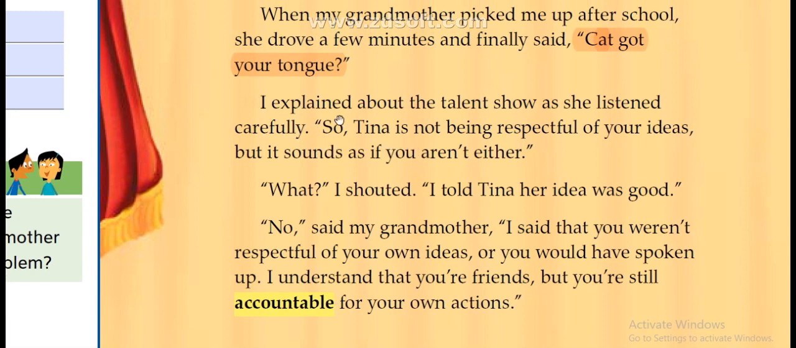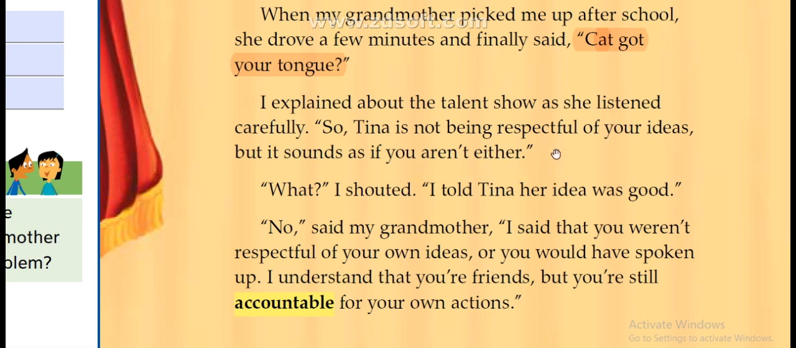Okay, let me continue. I explained about the talent show as she listened carefully. So she started to listen carefully. Grandma started listening carefully. Mora started telling her everything about the talent show. So Tina is not being respectful of your ideas, but it sounds as if you aren't either. So grandma told Mora, sorry, grandma is telling Mora, not Tina. So grandma is telling Mora that Tina is not respecting Mora's ideas.